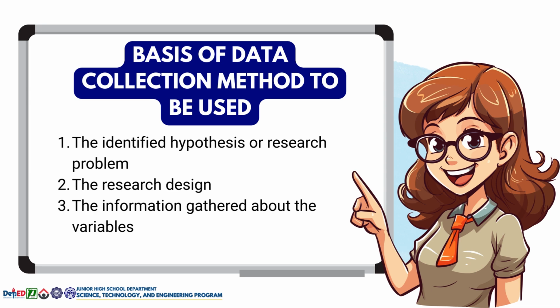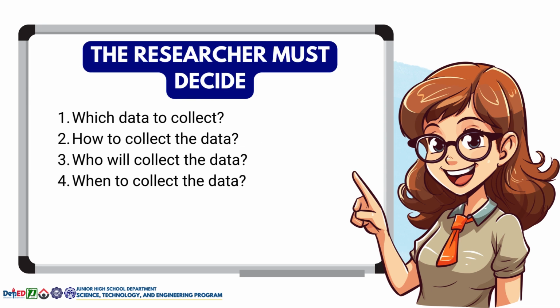The selection of data collection methods should be based on the following. First, the identified hypothesis or research problem. Second, the research design. And lastly, the information gathered about the variables. In collecting the data, the researcher must decide which data to collect, how to collect the data, who will collect the data, and when to collect the data.